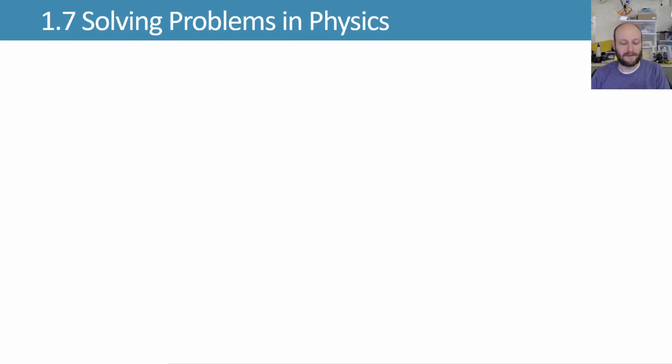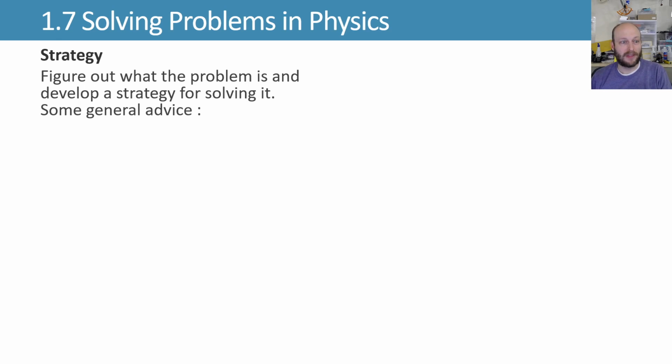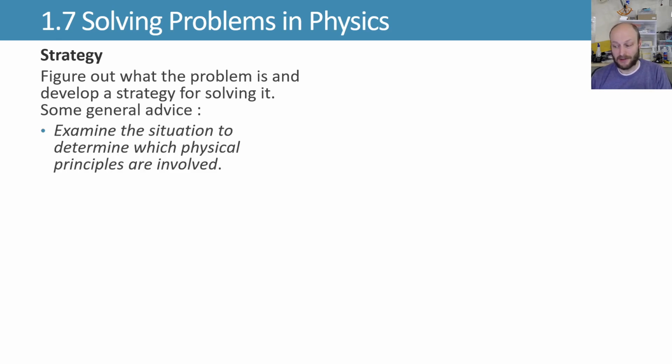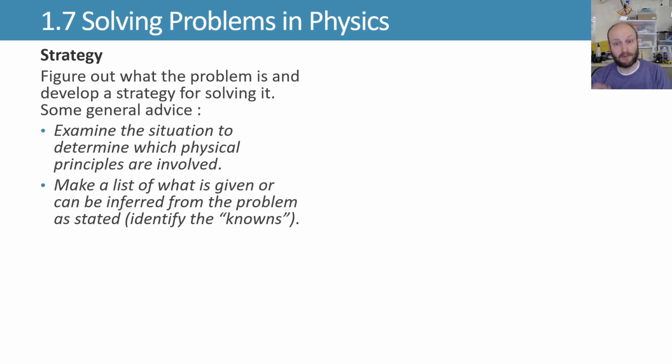When solving problems in physics, it's good to have a general purpose solution idea of what you're going to do. And luckily, we can apply the same strategy in a lot of disparate use cases. So first, we have to figure out what the problem is and how we're going to solve it. So we examine the situation, try to figure out which physical principles are involved, and make a list from what we know in the problem statement or what can be inferred from the problem statement and identify our knowns.